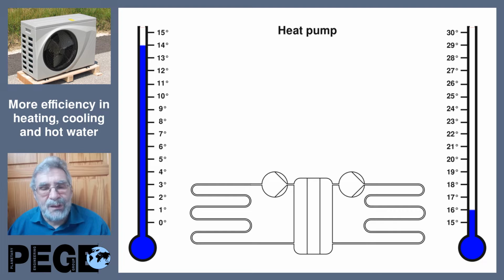And now the heat pump. The heat pump uses mechanical power to make a bigger temperature difference between two sides. Normally, heat mixes together and after some time we have the same temperature on both sides, but the heat pump increases this temperature difference.